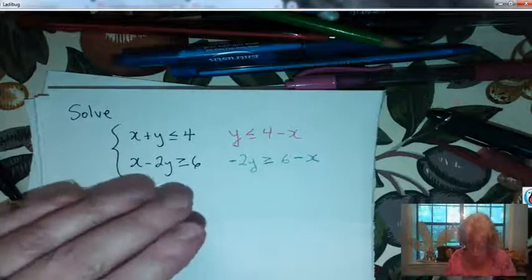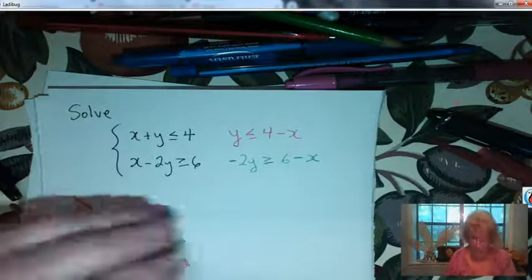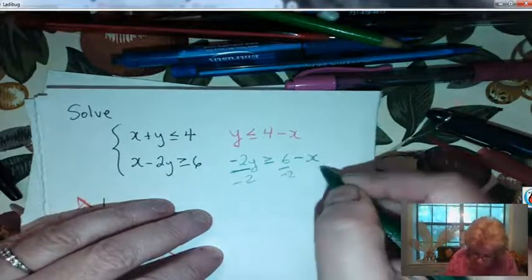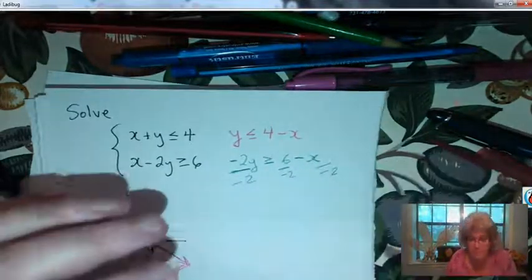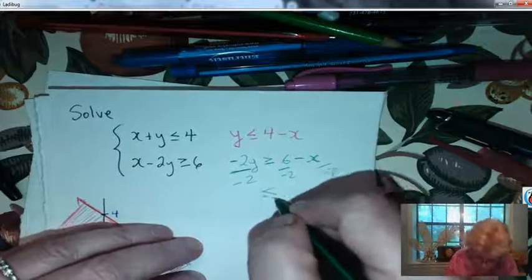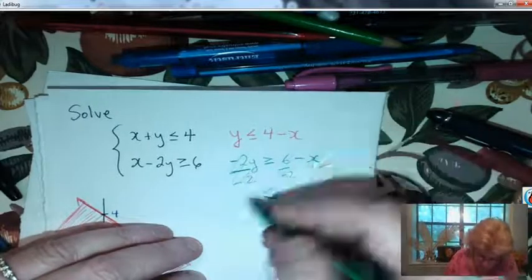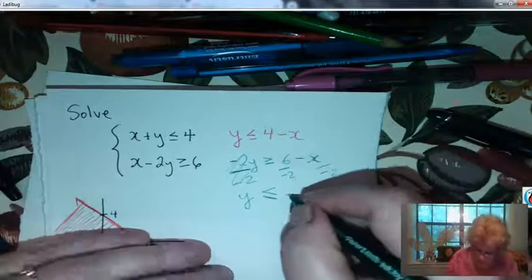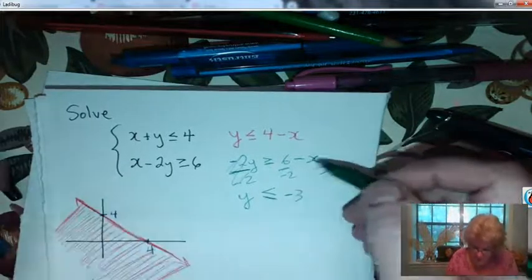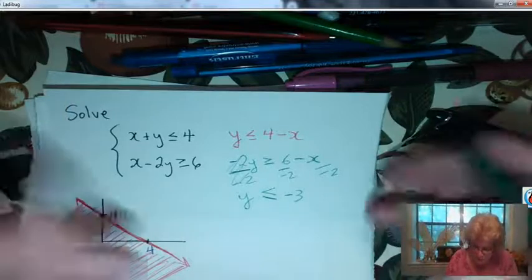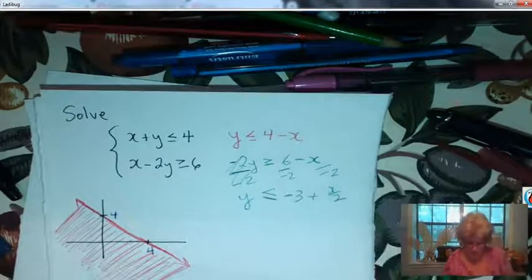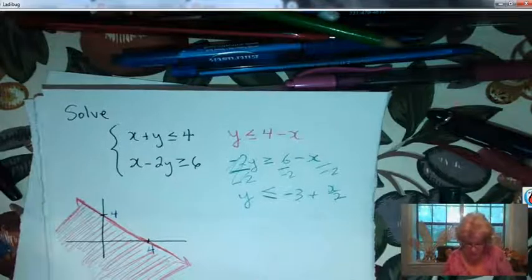I must get y by itself on the left-hand side. To do that here, I must divide everything by -2. Dividing by a negative flips the arrow. So now this will leave me with y is less than or equal to 6 divided by -2 is -3. Negative x divided by -2 is positive x over 2. Okay, so I want to look at that.